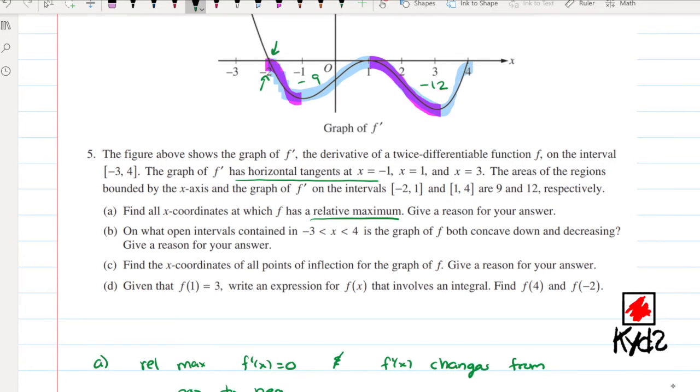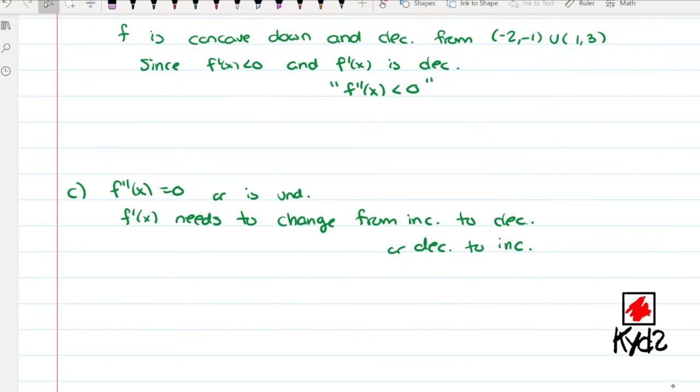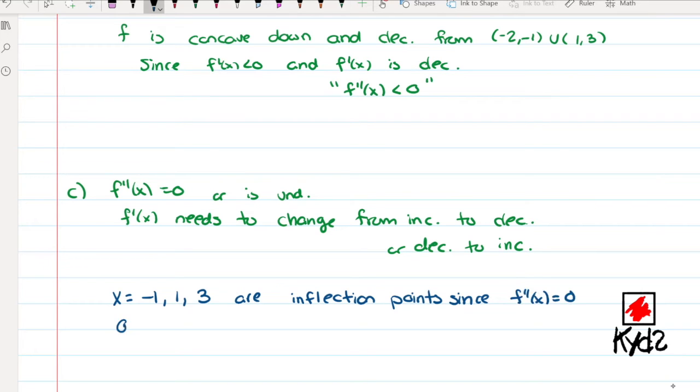It says it has horizontal tangents at -1, 1, and 3. So let me just get rid of this. So at -1, 1, and 3. And that's pretty much going to be our answer. So x equals -1, 1, and 3 are inflection points since the second derivative equals 0 and the first derivative changes from increasing to decreasing or decreasing to increasing.